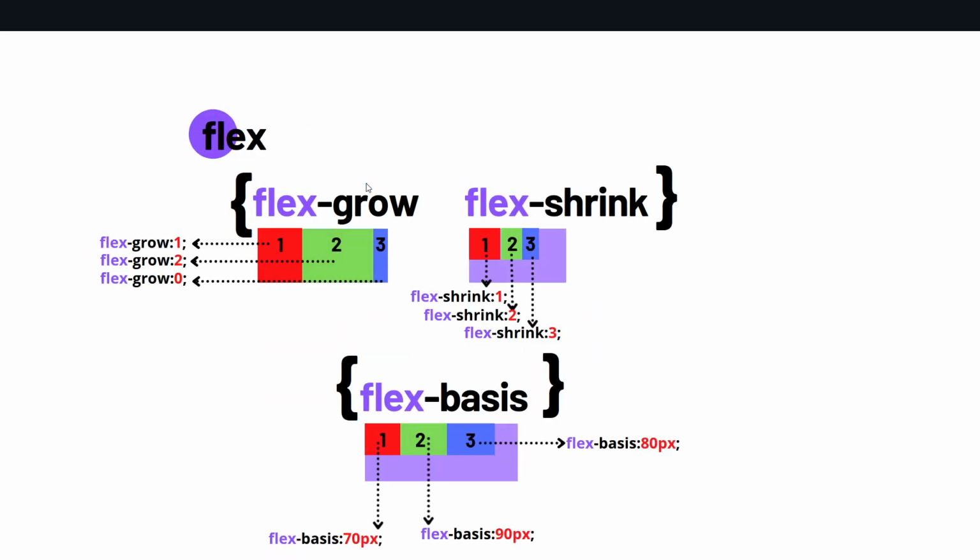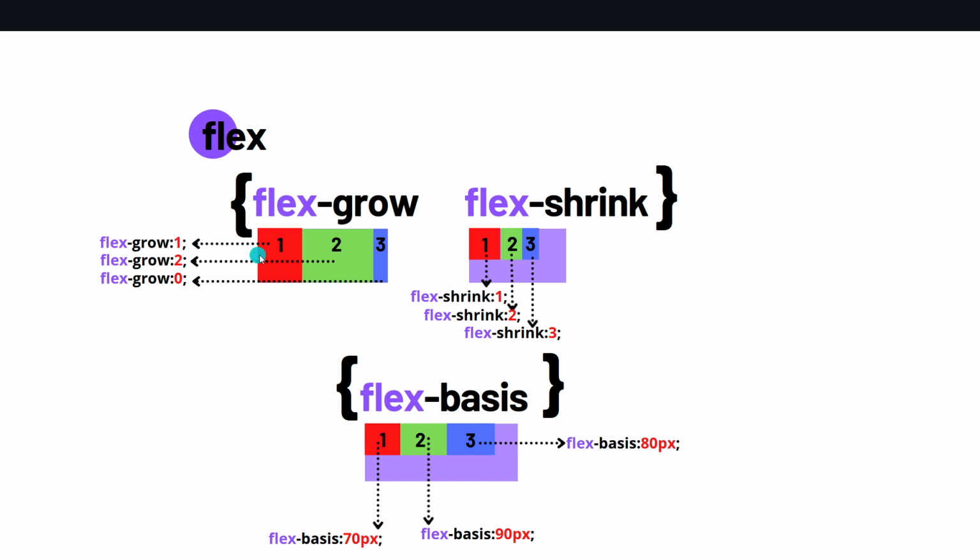So let's summarize what we have learned about the flex property. The flex property is a shorthand property of flex-grow, flex-shrink, and flex-basis. As we learned, the flex-grow property grows the flex item inside the flex container, and the element will grow according to the value which is given inside the flex-grow property.